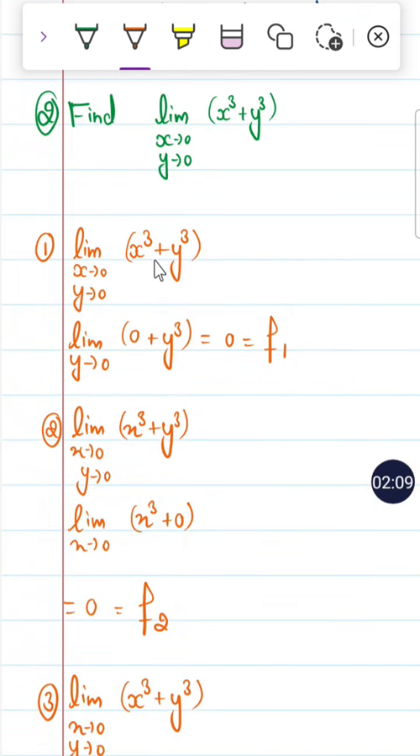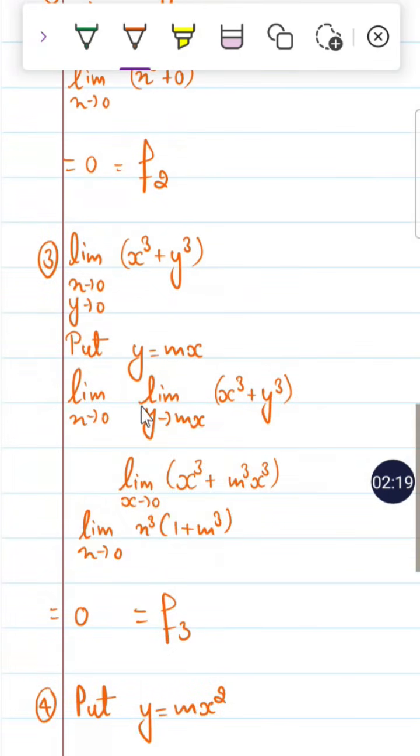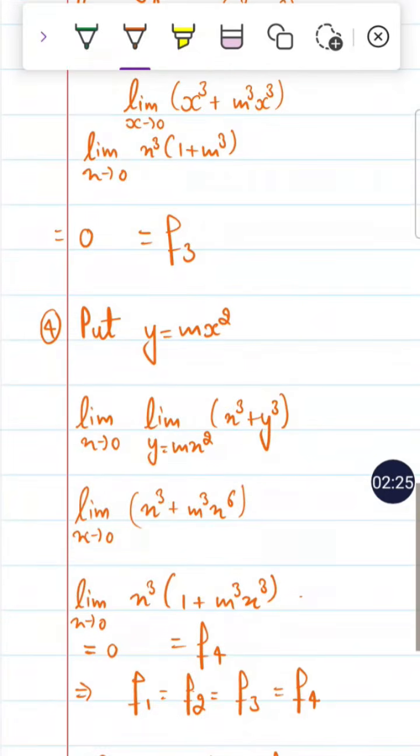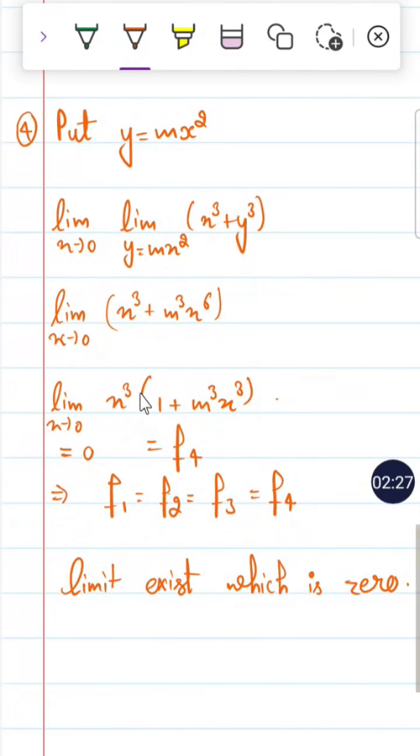The second question is x cube plus y cube. Taking the limit of this, f1 is 0. Taking the limit firstly y tending to 0, then x tending to 0, f2 is 0. When we take the curve y equals mx, it will become 0, f3 is 0. When we take the curve y equals mx square, this limit is also 0. So this implies that f1, f2, f3 are all equal. So the limit exists, which is 0.